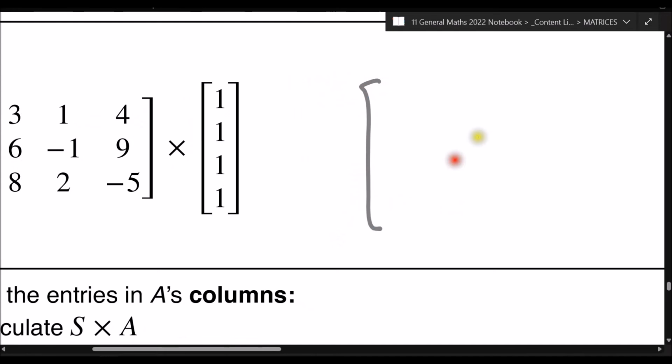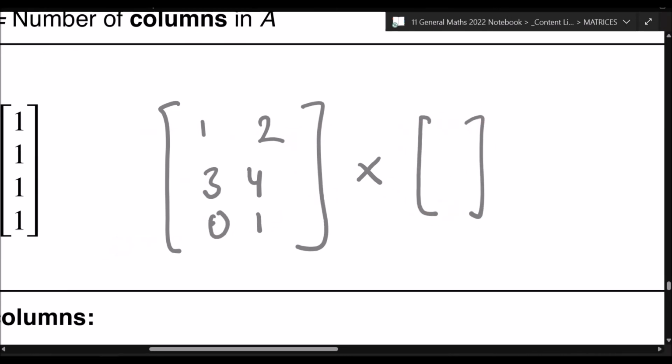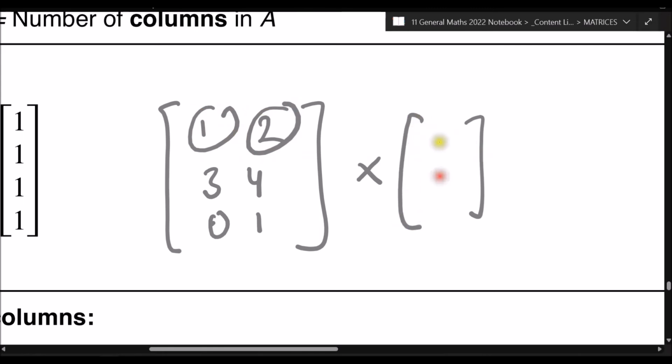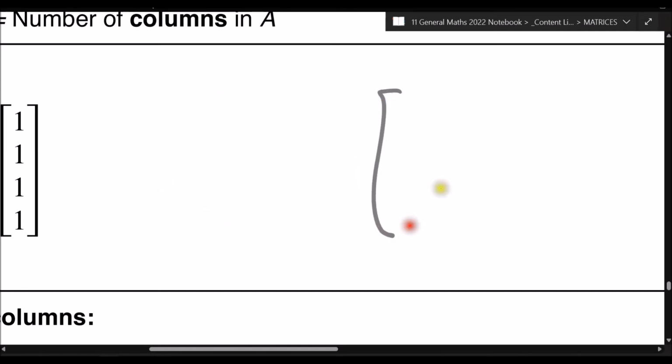What if it was this? What if I wanted to add up the sum of all of these rows? What would I have to multiply it with? Some sort of column matrix, yeah? But how many entries in my column? Have a think. I've got to add these 2. So you're going to have 2 ones in there. And the other way, 2, 0, 1, 2, 2.